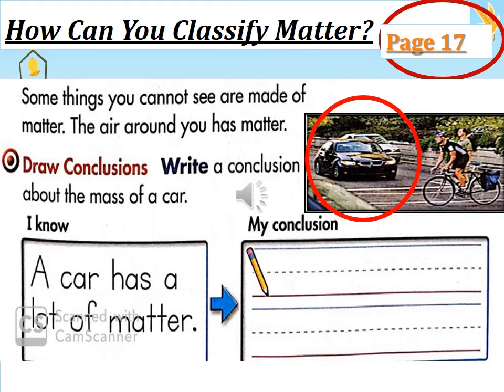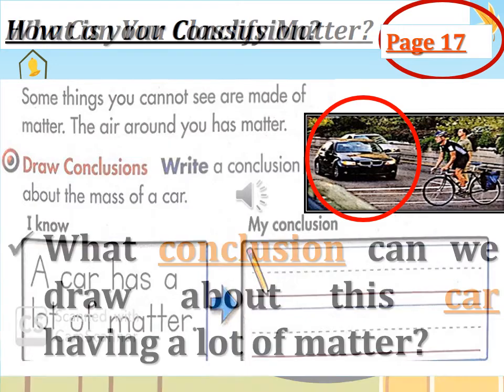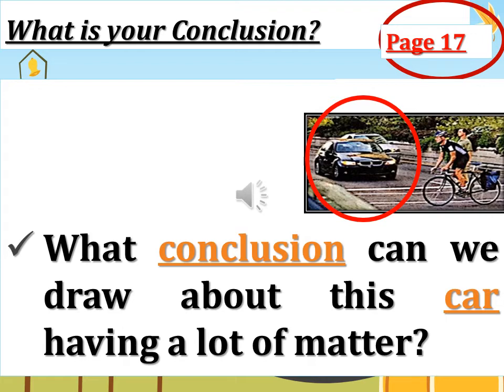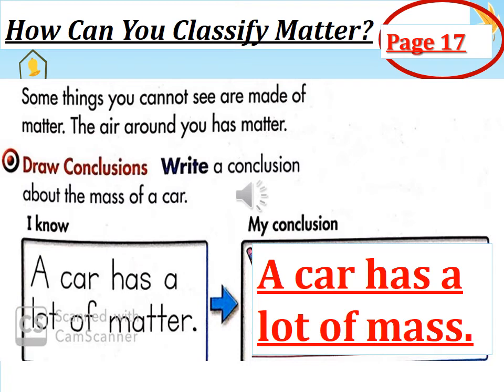For our task, write a conclusion about the mass of a car. Take a look at this photo. Okay, we know that a car has a lot of matter. We will write our conclusion on the space provided. What conclusion can we draw about this car having a lot of matter? Take your time and start answering. As we know, a car has a lot of matter. Our conclusion might be a car has a lot of mass.